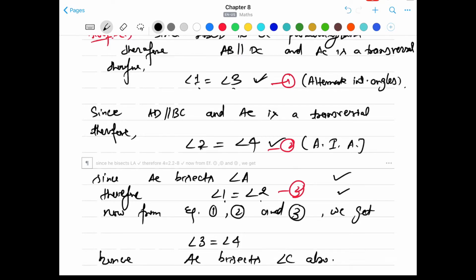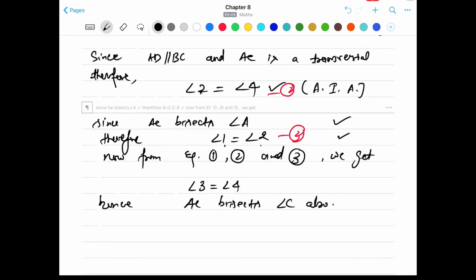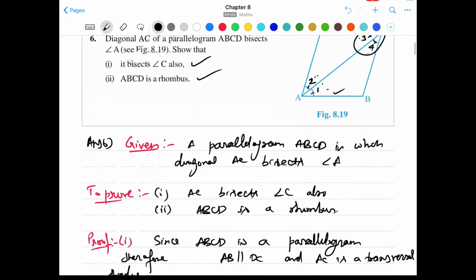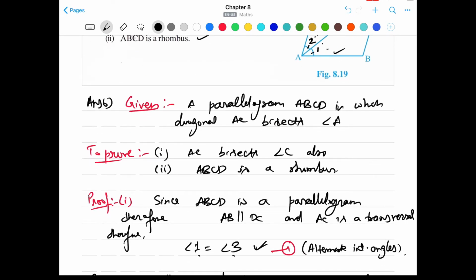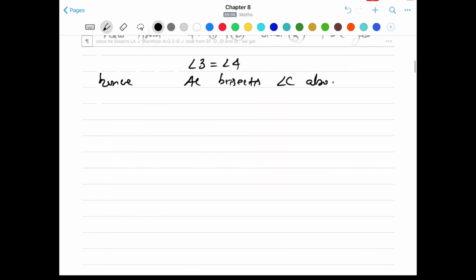they are all equal, which results in angle 3 and 4 being equal, which means angle C is also bisected, AC is also bisecting angle C. Okay, that's the proof of part 1. Now we have to prove that ABCD is a rhombus. Now the proof of the second part, that ABCD is a rhombus.